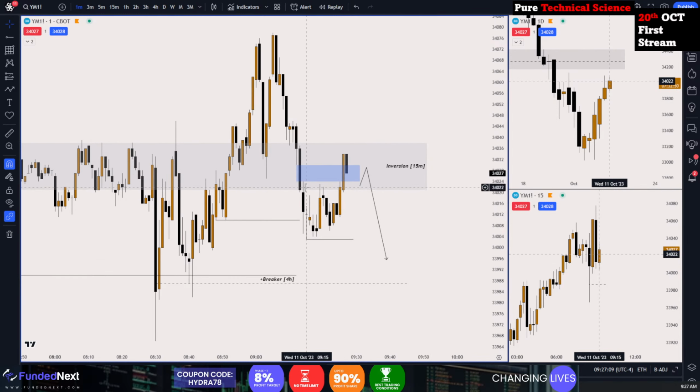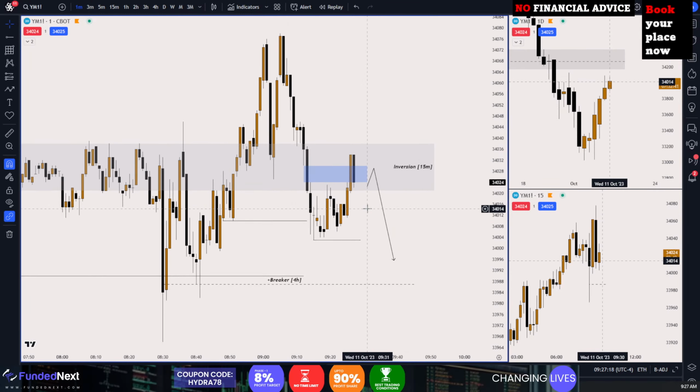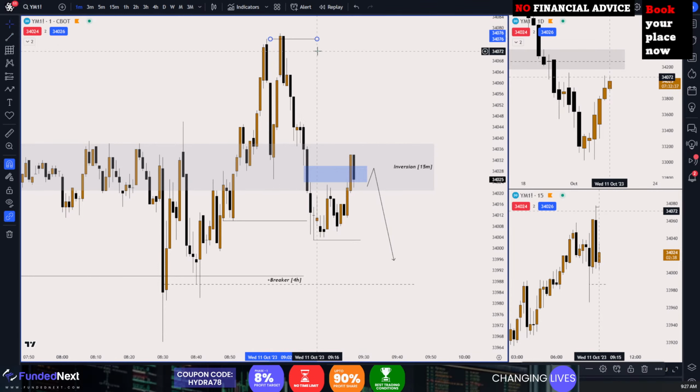So price is retesting this inversion. This fair value gap became an inversion now. So let's see if it's retesting it to go higher or going lower. We have our setup here. This I can consider as a high probability setup, so that's why I'm not taking anything.